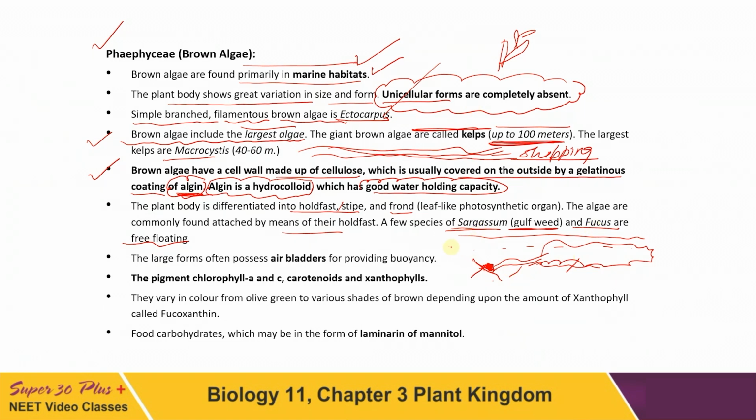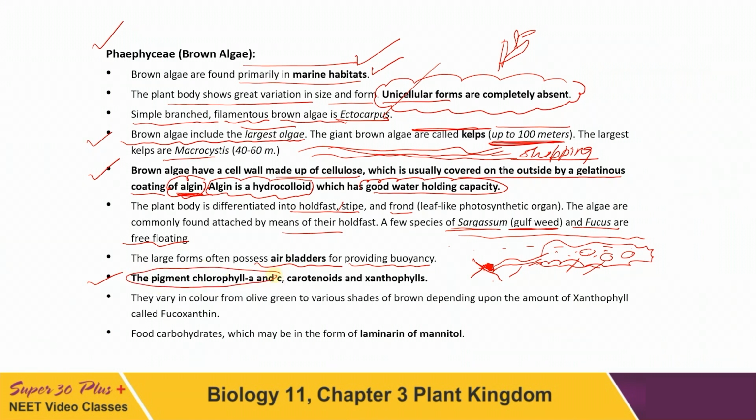Because they have to float, these forms which are free-floating in water, or even the blade used to float on the surface of water, have specific structures known as air bladders. And this air bladder provides buoyancy to the algae. Important again: chlorophyll A and C.